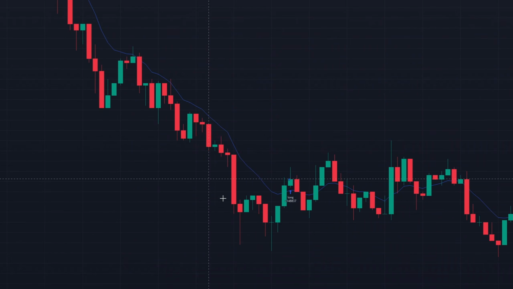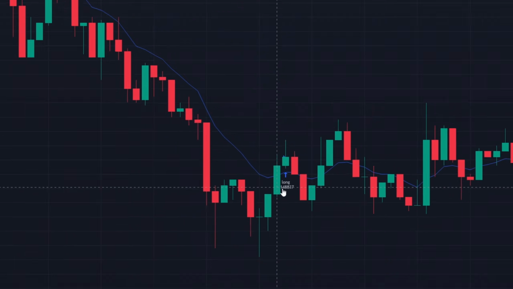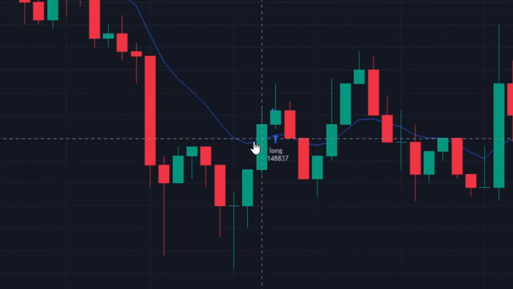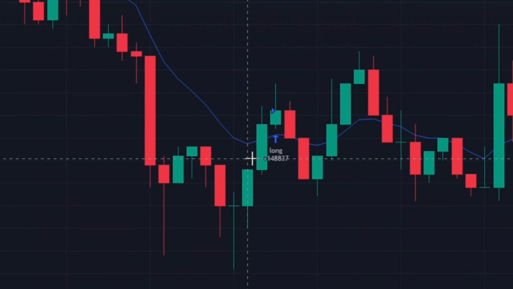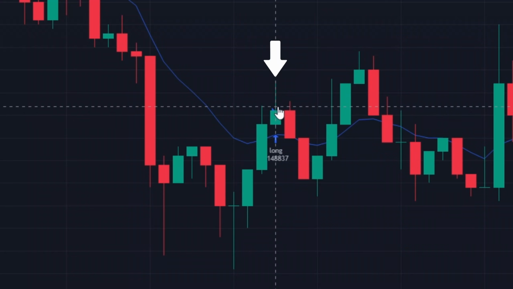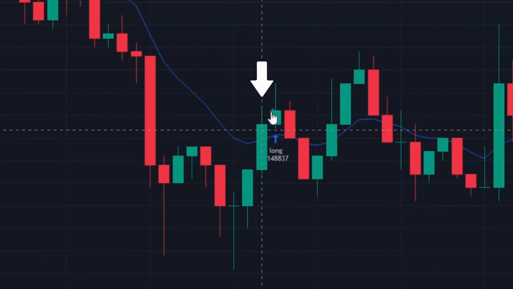There must be X bars below the moving average. So we came to a downtrend in this case because we have X bars below the moving average, then a green candle closes above the moving average like this one, and then the high of the second candle must break the high of the previous candle.